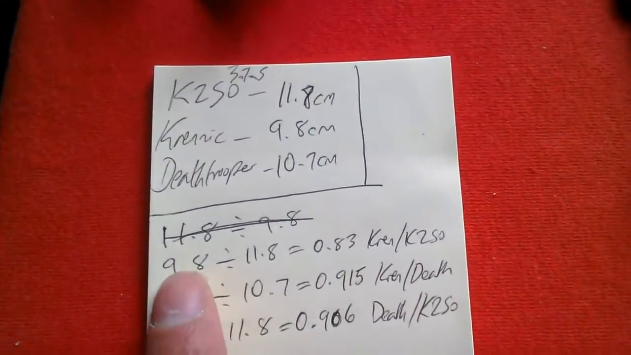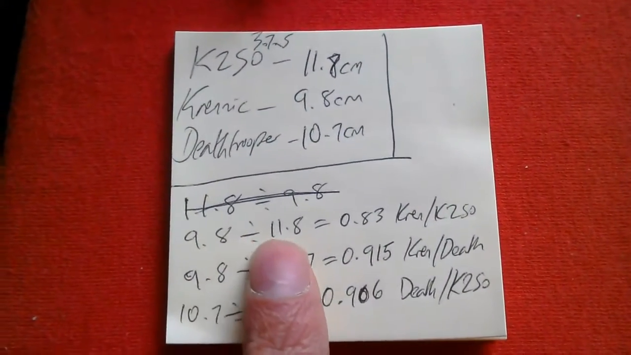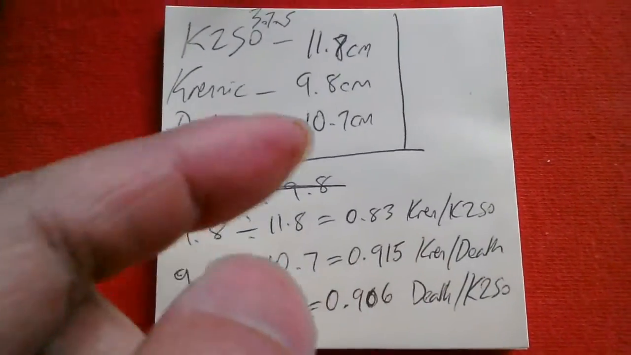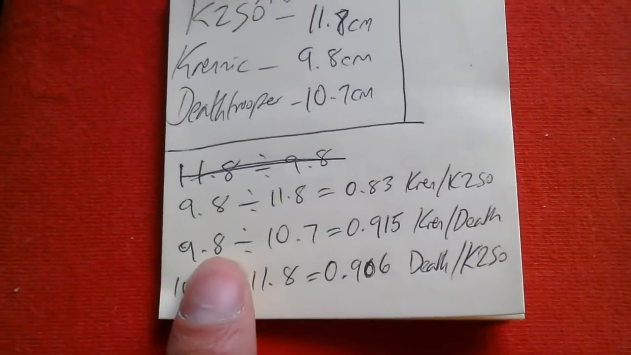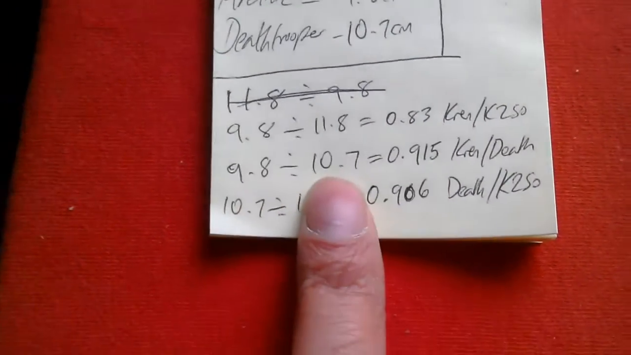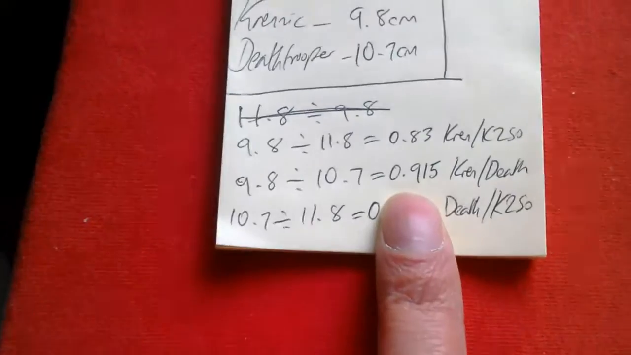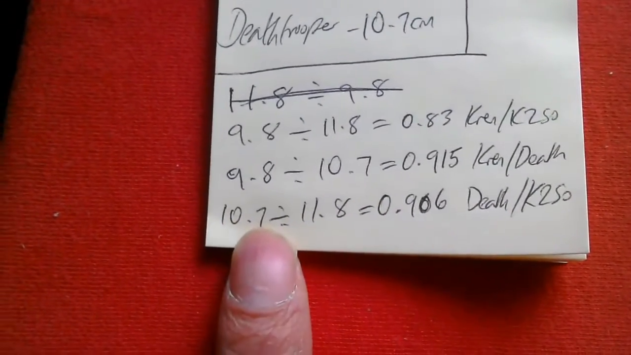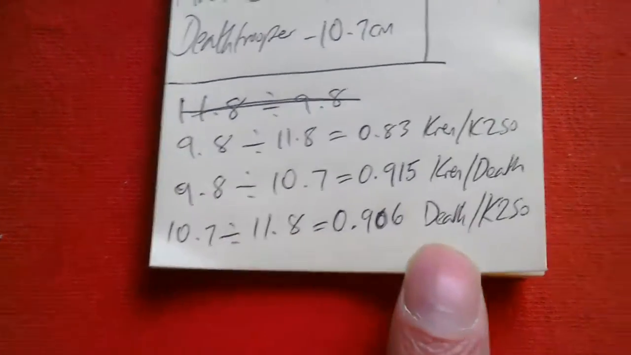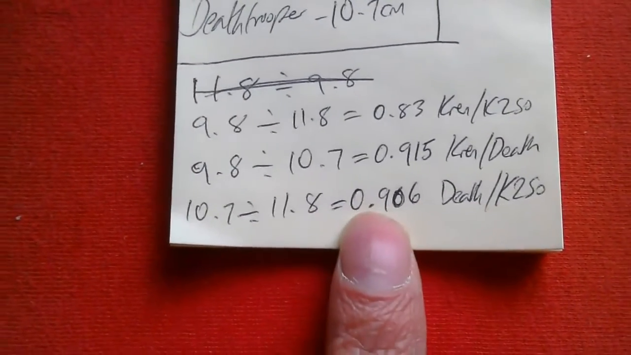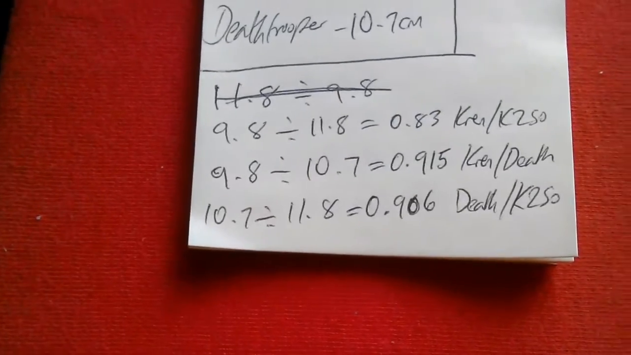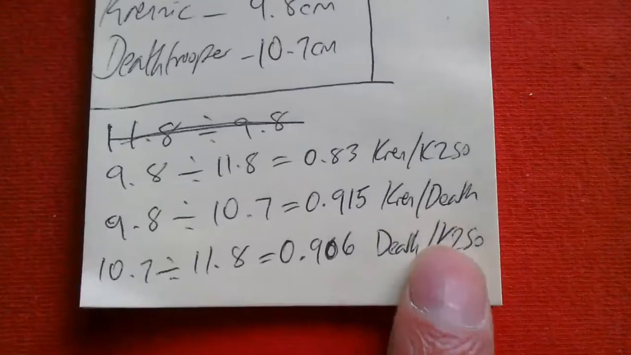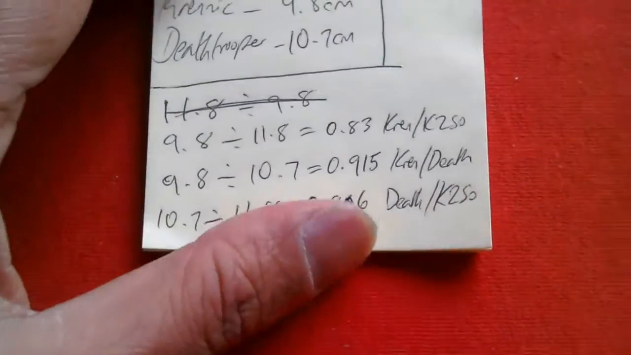So I've done the 9.8, which is Krennic's height, divided by 11.8, which is K-2SO's height, and that gives us a ratio number of 0.83. Then the Krennic here, 9.8 again, with the 10.7 of the Deathtrooper, that gives us 0.915. And then the 10.7 of the Deathtrooper with the 11.8 centimeters of K-2SO, and that gives us 0.906. Yeah. So these two numbers are pretty close, the scale. So you've got the Krennic Death and the Death K-2SO there.